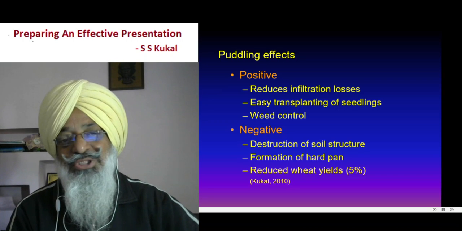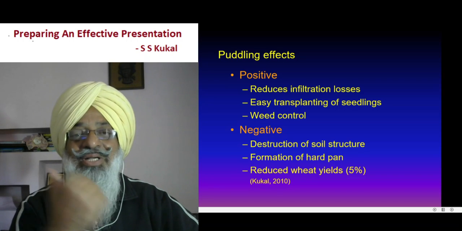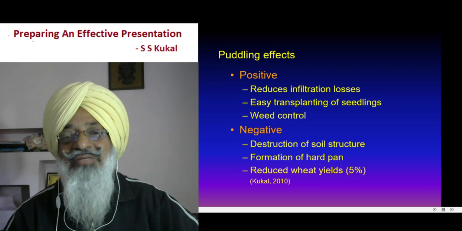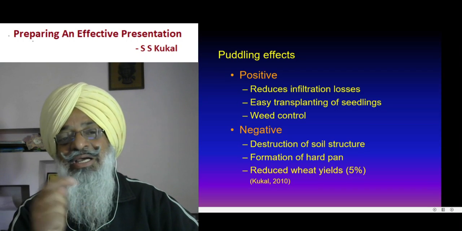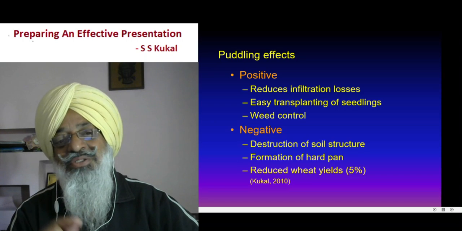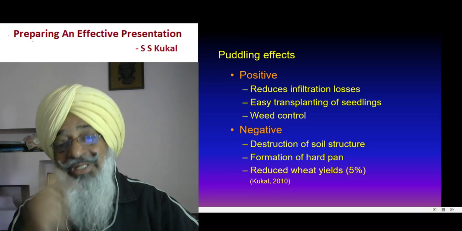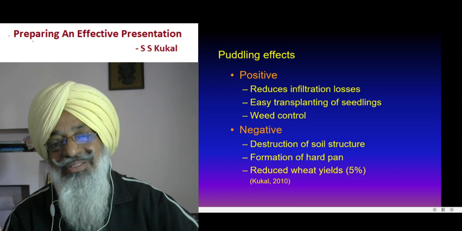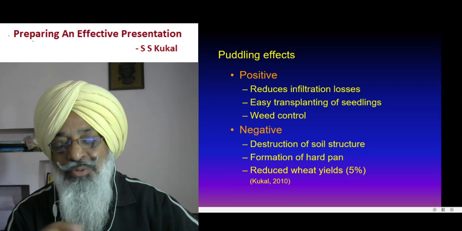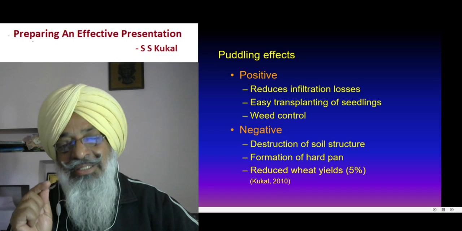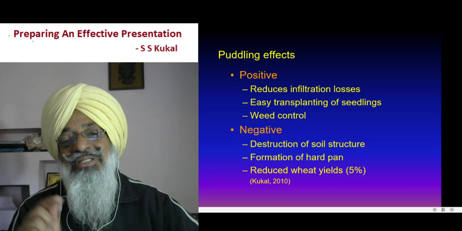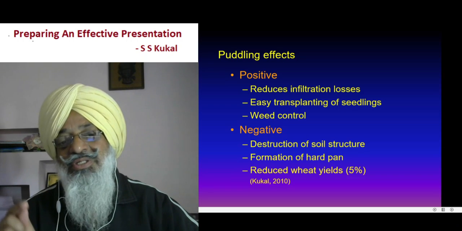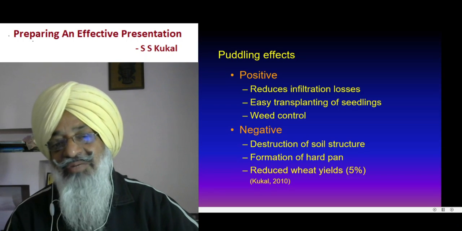So, instead of writing this, can we write puddling effects? Puddling can have positive as well as negative effects. Puddling generally helps in reducing the infiltration losses. The transplanting of the rice seedlings becomes easy after puddling, and puddling also leads to control of weeds. But at the same time, the negative effects of puddling are that it destroys the structure of the soil. It leads to formation of hard pan, and it has been observed in some studies that wheat yields get reduced to the extent of 5% because of that hard layer, the hard pan which is formed.